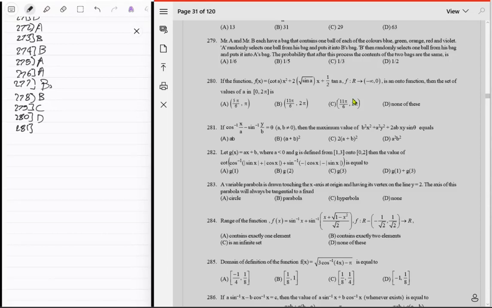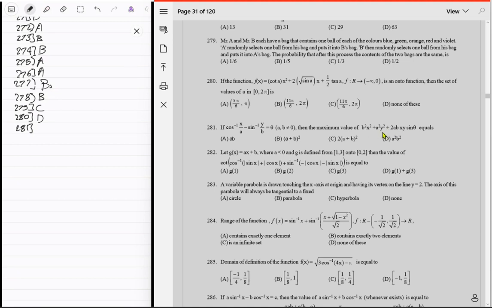Okay, question 281. Chalo. Cosine inverse of x upon a minus sine of y upon b equal to theta. Then the maximum value of this thing is equal to... But the maximum value of this thing, is this dependent on theta? Okay, so theta is, yes, like sine theta. Fine.